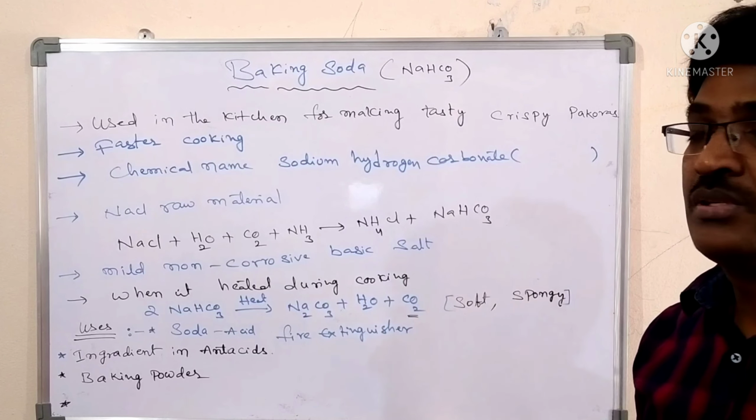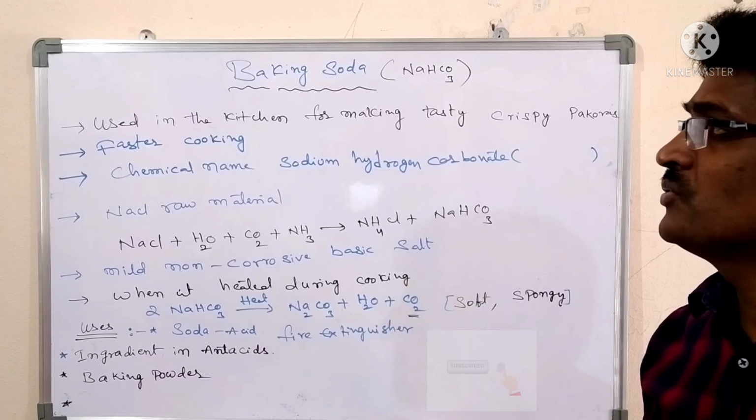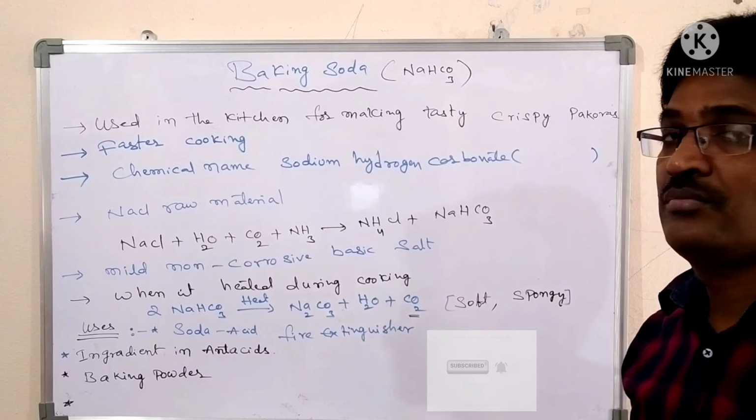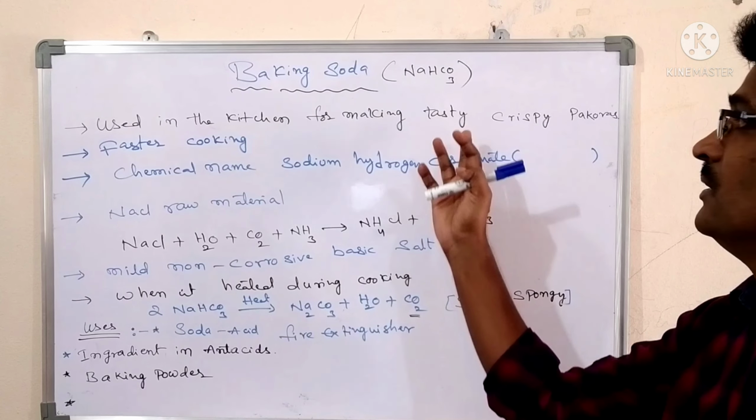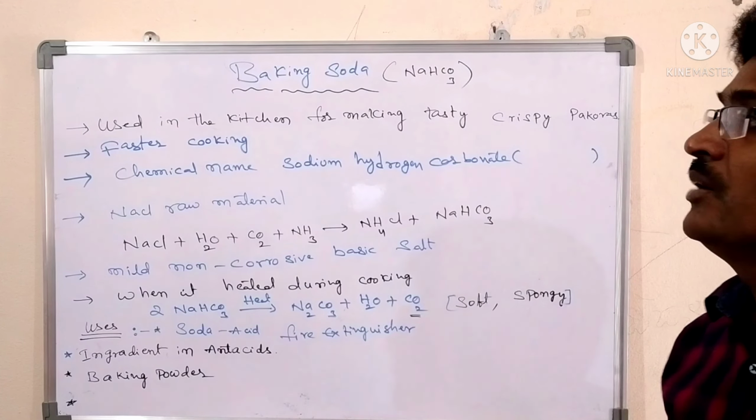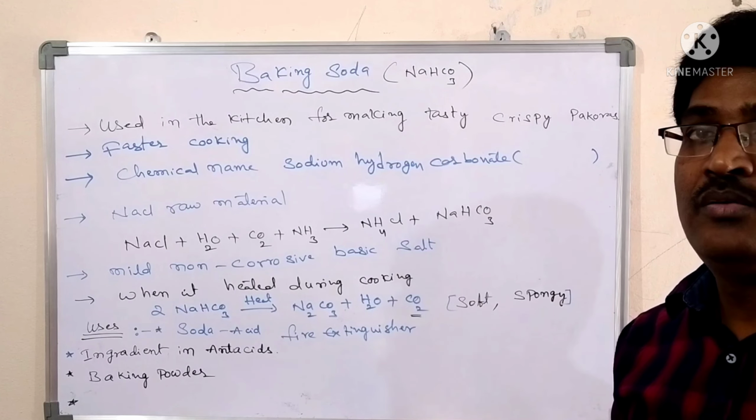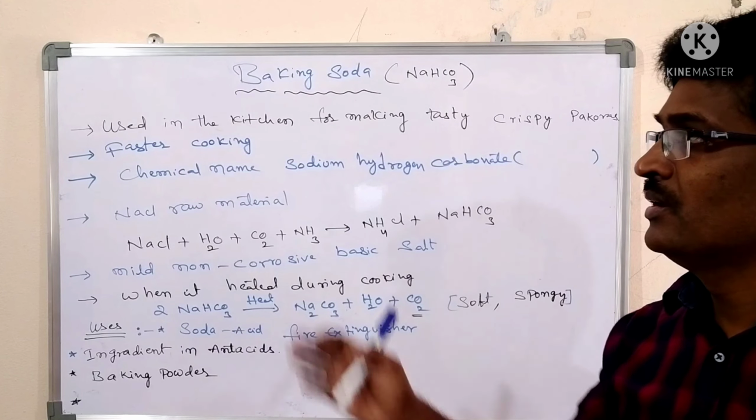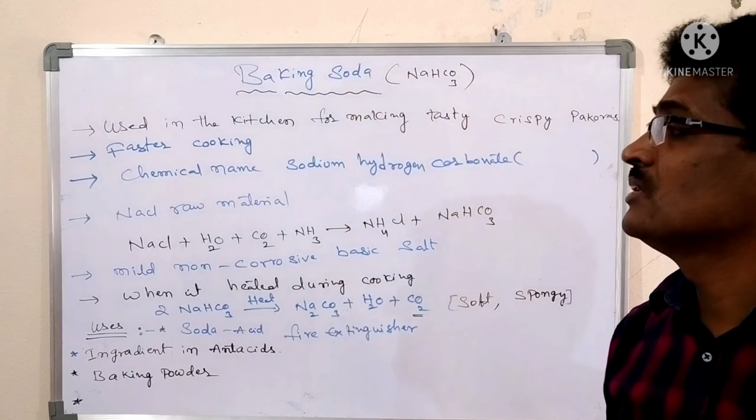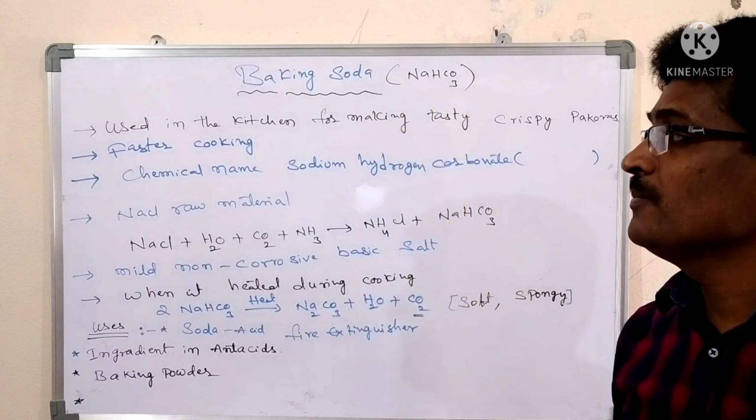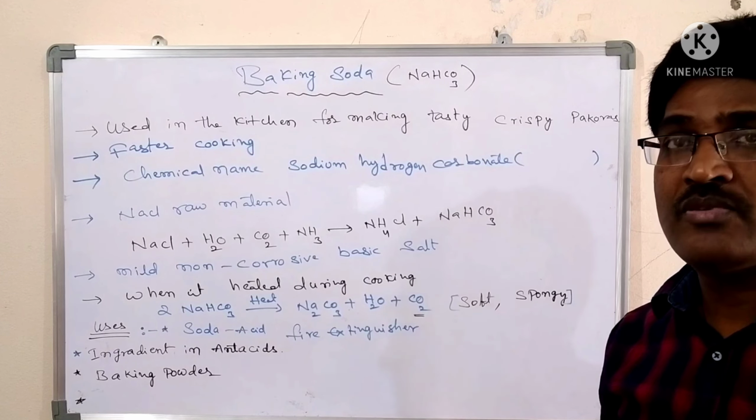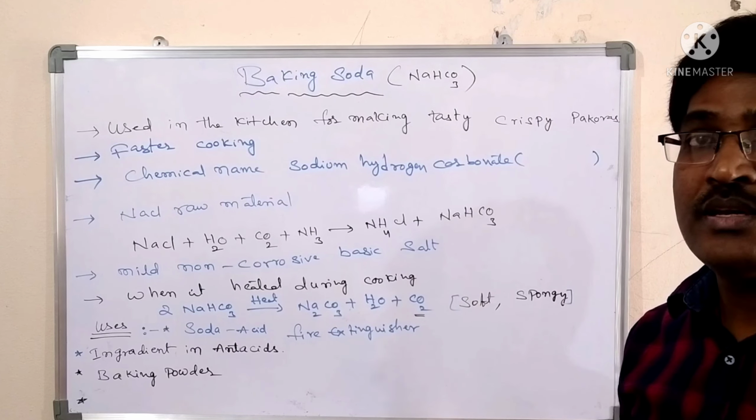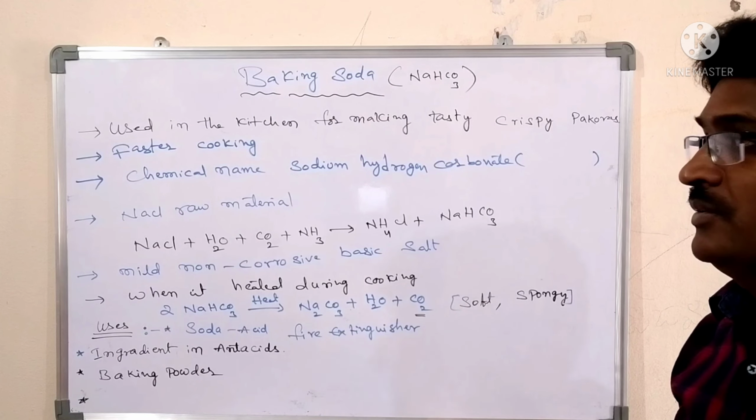Okay, where will it be used? Basically, baking soda can be used in the kitchen to make food tasty and crispy, like pakoras. We can use baking soda to cook fast. To cook fast, we can use sodium bicarbonate. Its chemical formula you already know, that is sodium bicarbonate.